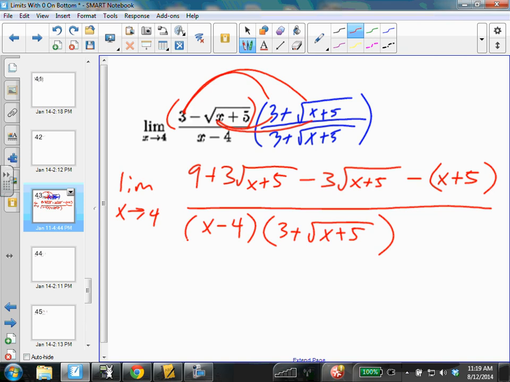Now, I want to make sure everybody understands. Have we changed the value of this function right here at all? No, because what do we... Crazy, but that is some number divided.